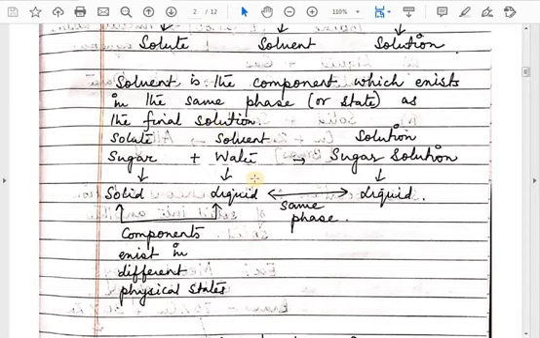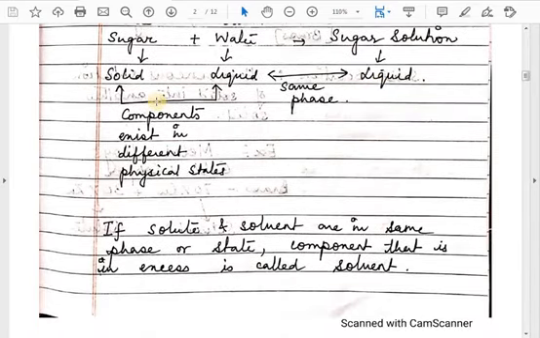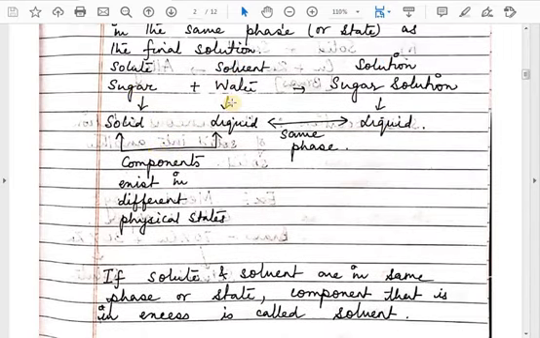Let us have some examples. If you take sugar and water, sugar is the solute and solid, water is the solvent and liquid, and you will get the sugar solution, which is in liquid state. So the liquid solvent and the solution are both in the same phase, that is liquid phase, whereas the solute and the solvent are in different phases.